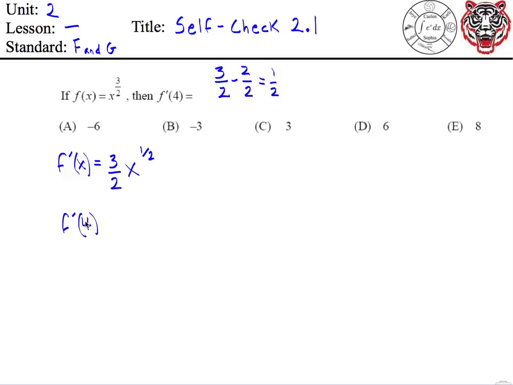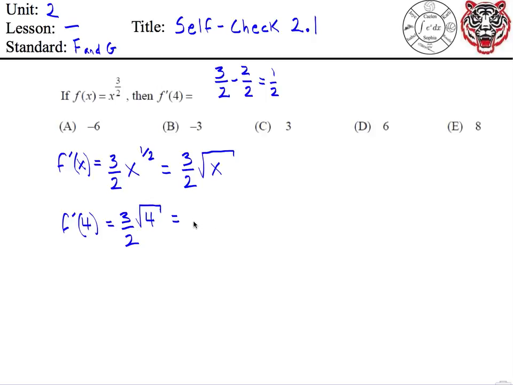All right, so then f prime of 4. So now all I'm doing is I'm plugging in 4 into this function. So it's 3/2, 4, and then another way to rewrite this function is 3/2. What do I do with x? 1/2 power means what? Square root. So 3/2 times the square root of 4. This is equal to what?